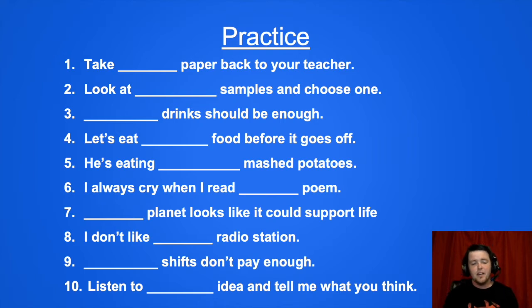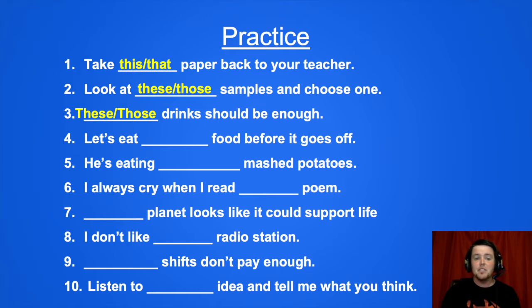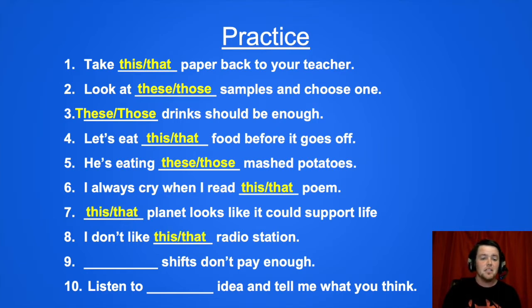All right, let's have a look at the answers here. Number 1, this, that. Number 2, these, those. Number 3, these, those. Number 4, this, that. Number 5, these, those. Number 6, this, that. Number 7, this, that. Number 8, this, that. Number 9, these, those. And number 10, this, that.